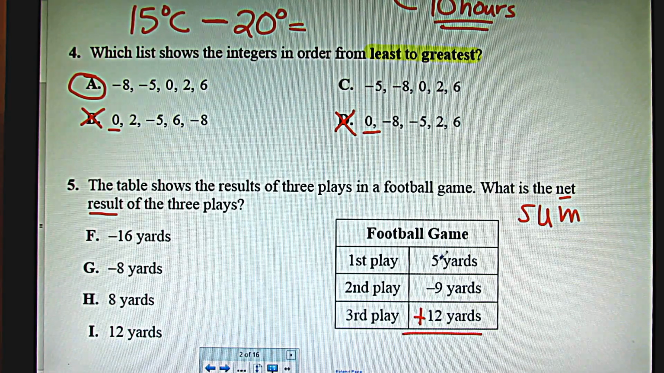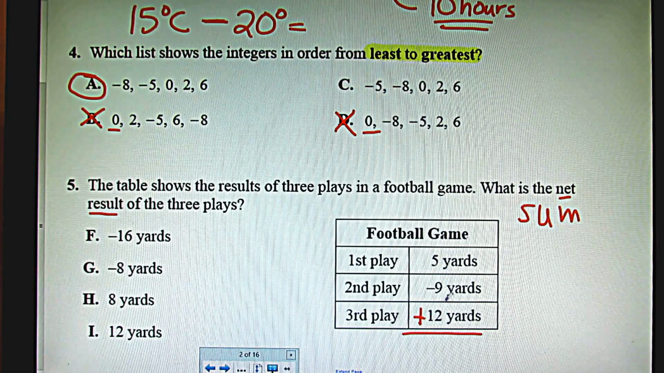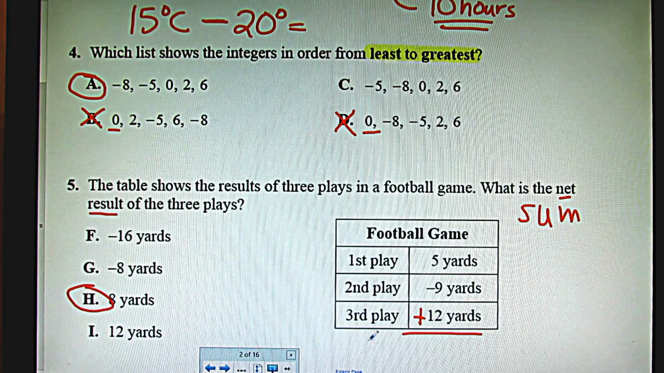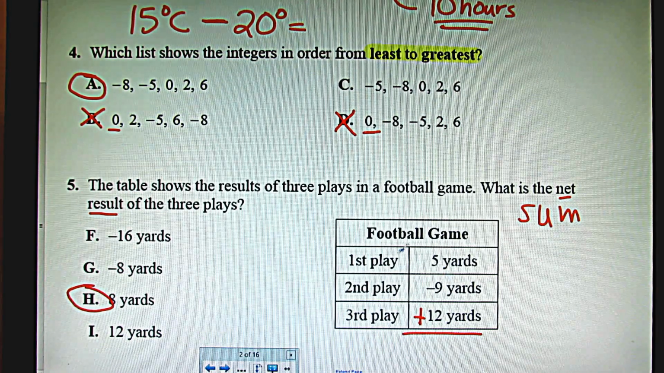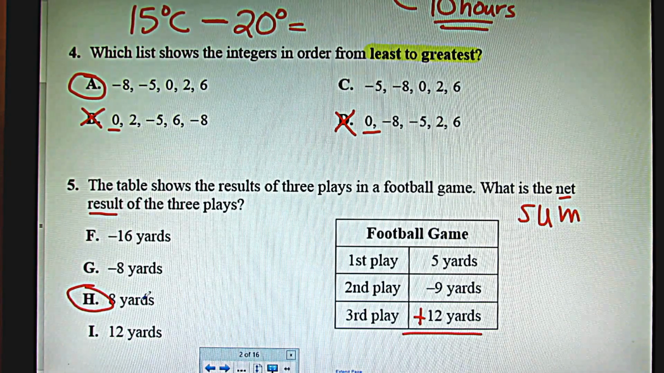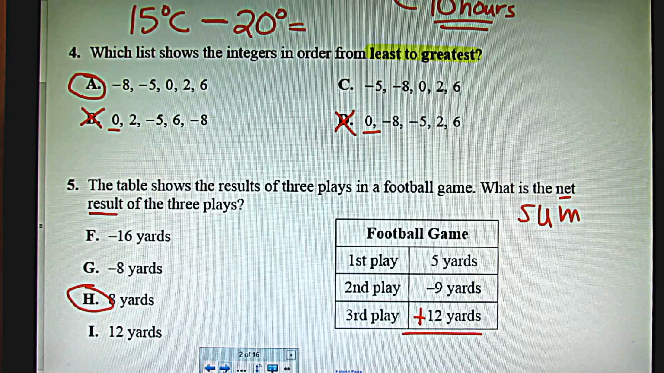Positive 12 and positive 5 is positive 17, minus 9. Again, the calculator will do it for you. You'll get positive 8 yards. So after these 3 plays, you would have gained 8 yards. So number 5's final answer is choice H, 8 yards.